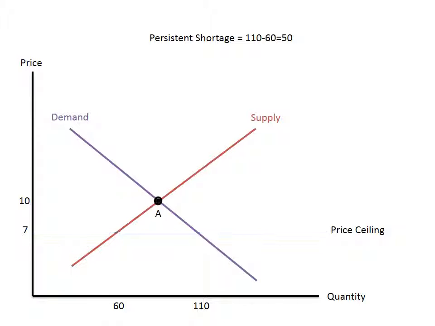Now, I say persistent shortage because oftentimes in markets there'll be shortages even without the government getting involved. But Adam Smith's invisible hand will have a tendency to get rid of shortages. But when there's a price ceiling, the magic of the marketplace can't operate, and the shortage won't go away. This market will be forever in shortage.